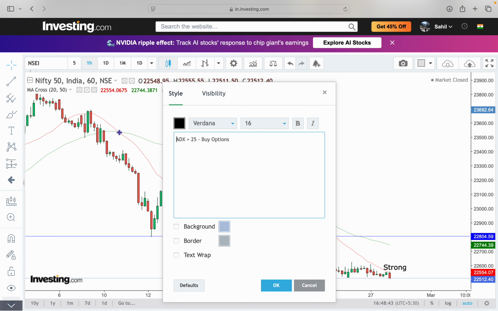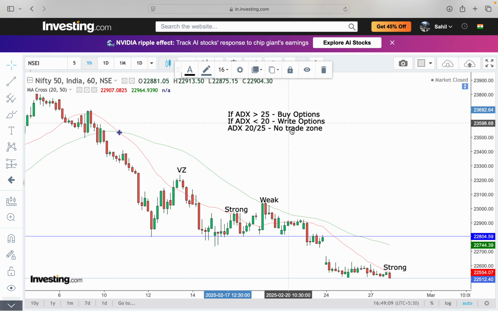If so here, whereas if ADX is less than 20, then the option would be to write the options. ADX between 25 and 20, that is ADX between the 20-25 range, should be considered as a no trade zone, because it will be unclear at that time if the market is trending or if it is ranging.